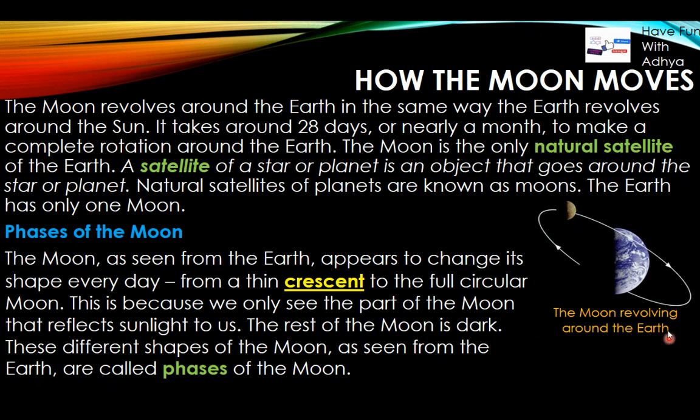The moon revolving around the Earth. So you can see in this picture, the moon is revolving around the Earth. Here it's nighttime, and here it's daytime for Earth. Same, the moon has nighttime, and this is nighttime for the moon, and this is daytime.